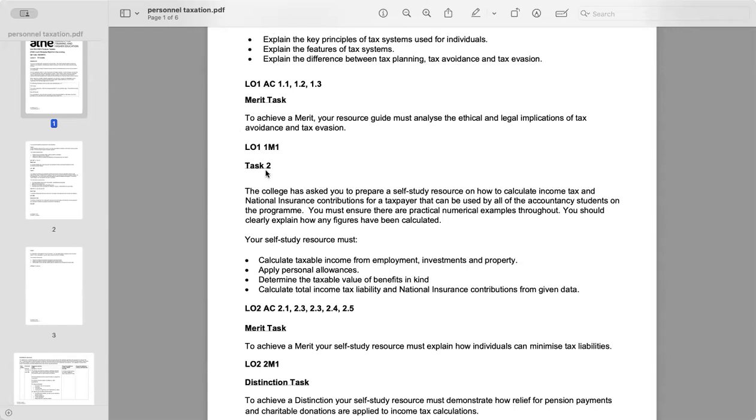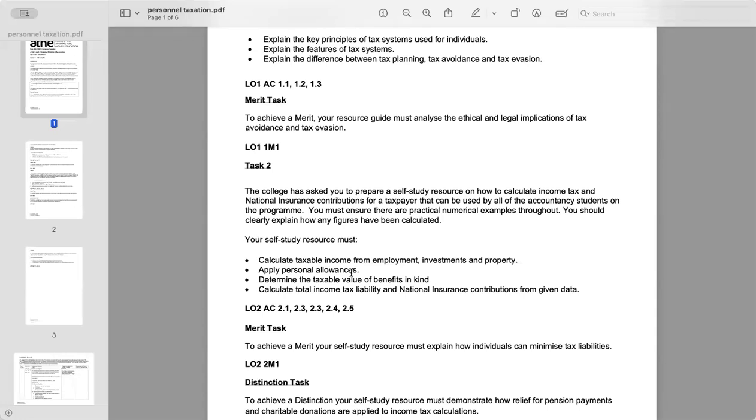In task 2, the college has asked you to prepare a self-study resource on how to calculate income tax and national insurance contribution for a taxpayer that can be used by all the accountancy students on the program. You must ensure there are practical numerical examples throughout. You should clearly explain how any figures have been calculated. Your self-study resource must calculate taxable income from employment, investment, and property, apply personal allowances, determine the taxable value of benefits in kind, and calculate total income, tax liability, and national insurance contribution for given data.